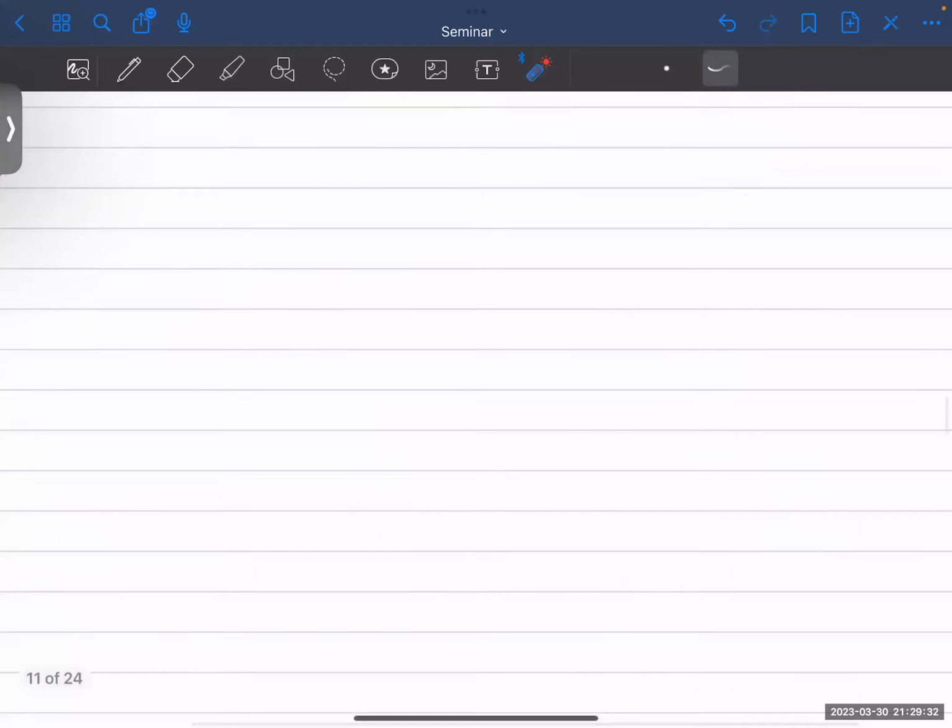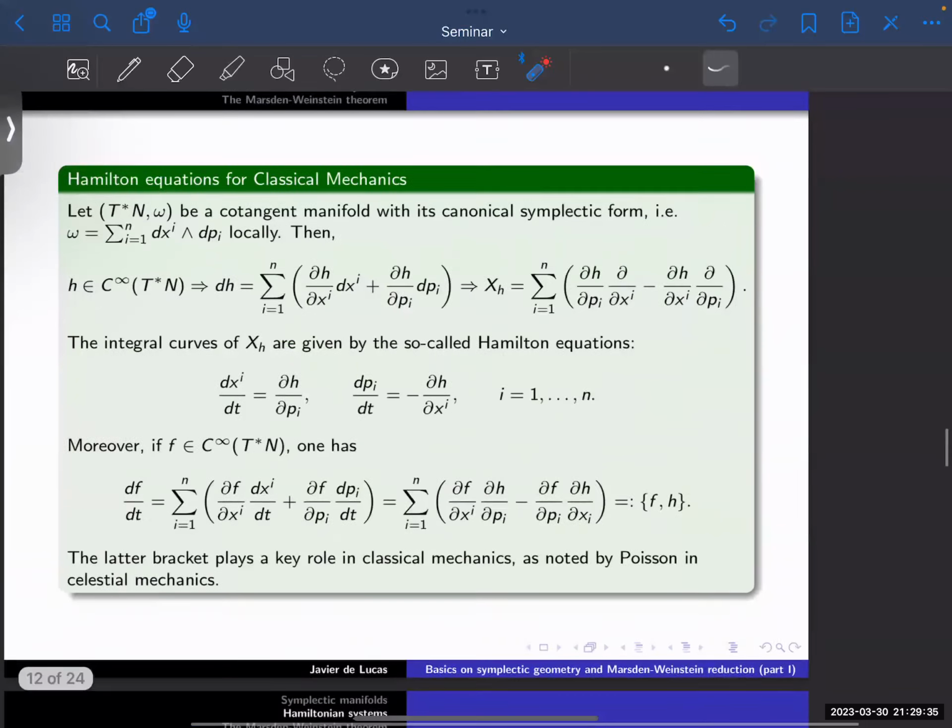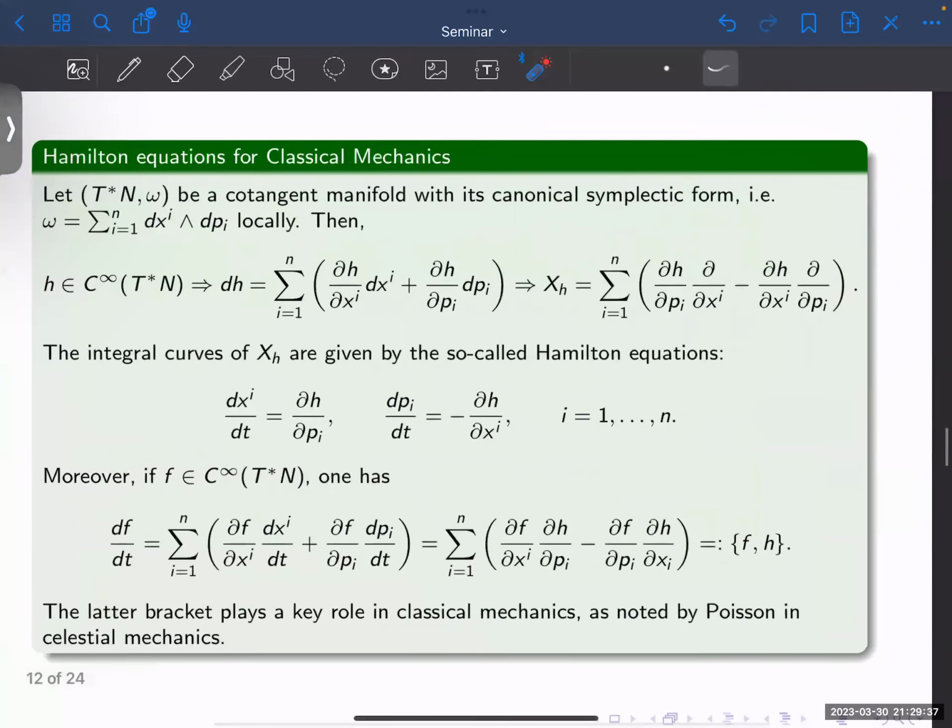Hamiltonian vector fields have many interesting properties and features, and it is very interesting to analyze them. The typical example, and one of the examples that really motivated the development of symplectic geometry, is classical mechanics. Indeed, this can be traced back to the 19th century, to the developments by Lagrange, Hamilton, and Poisson, who were studying the dynamics of celestial mechanics, of astronomical objects.